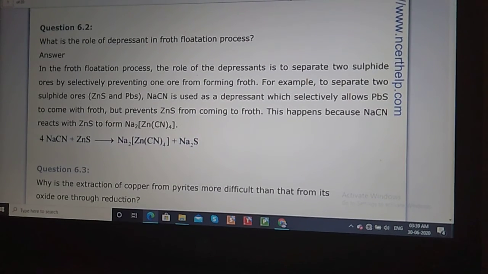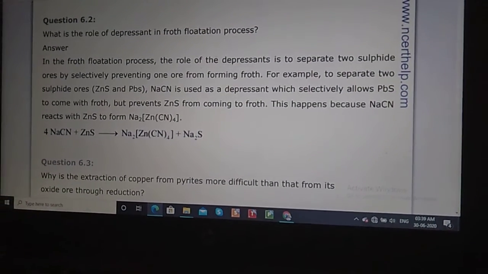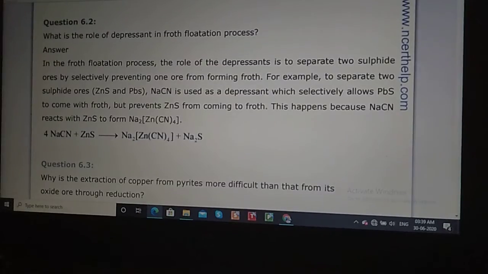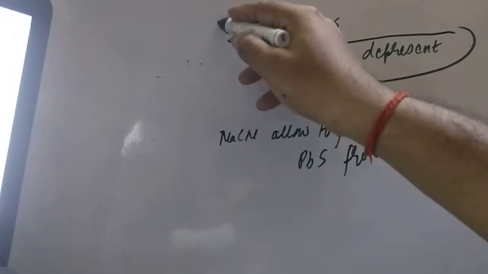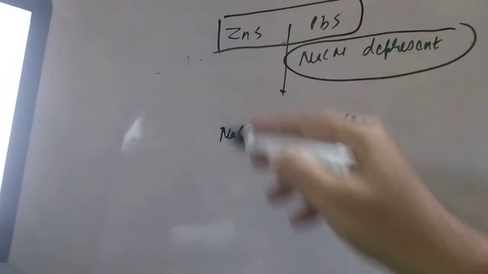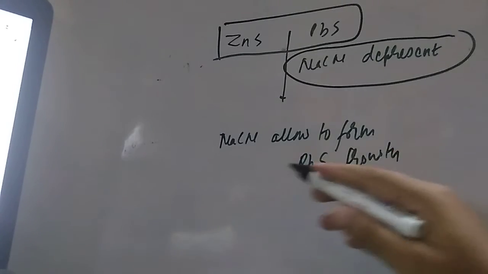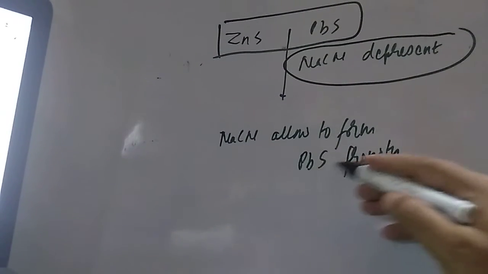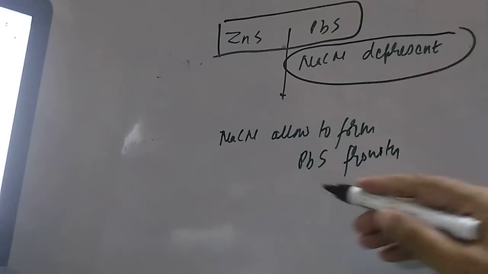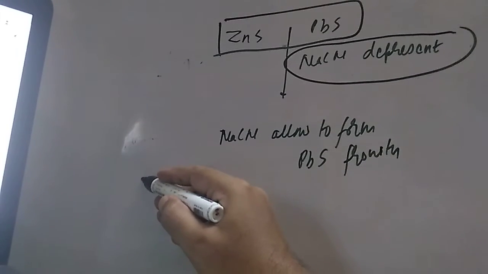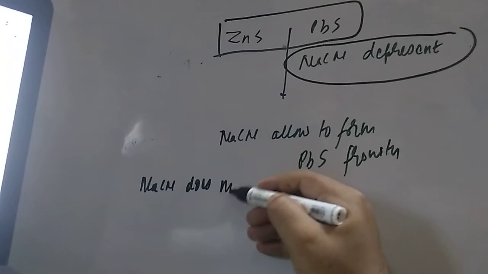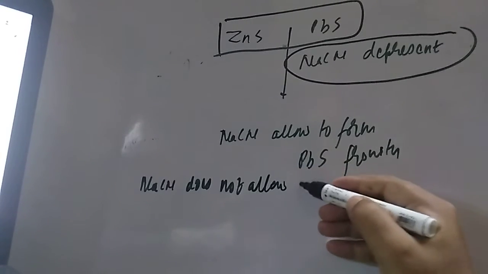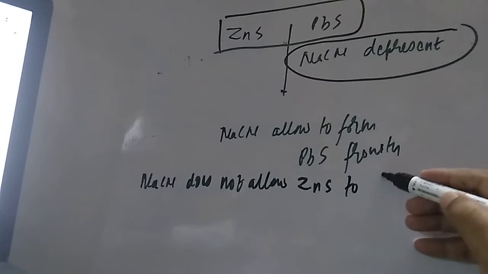Okay student. To understand this concept, you can learn from the board. ZnS and PbS are there in your ore. When you are doing the concentration, NaCN, the depressant, allows only PbS to form froth, not ZnS. So NaCN does not allow ZnS to form froth.